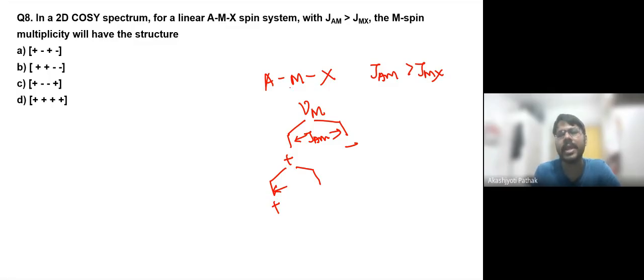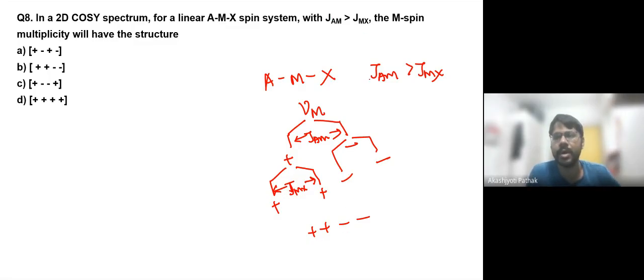So if we are considering A, for example, the AM cross peak, then JMX will be the passive coupling. So it will have a pattern like plus plus minus minus. If JAM is greater than JMX, it will have plus plus minus minus. If it is the reverse, JAM less than JMX, then it will be plus minus plus minus, because this one will overlap with this one, and it will now have the minus over here. So you will get plus minus plus minus. So the answer is basically option B.